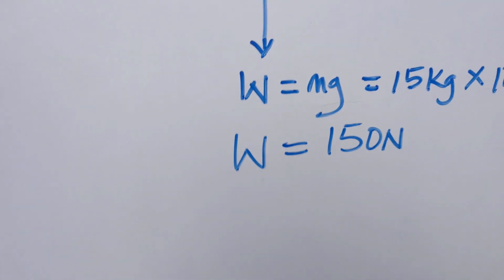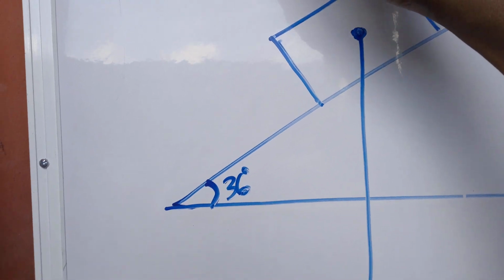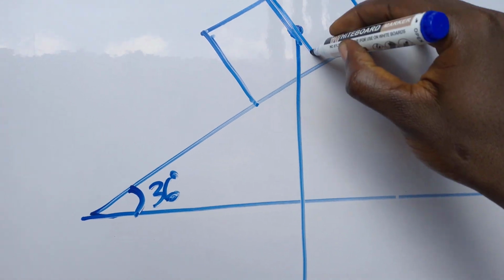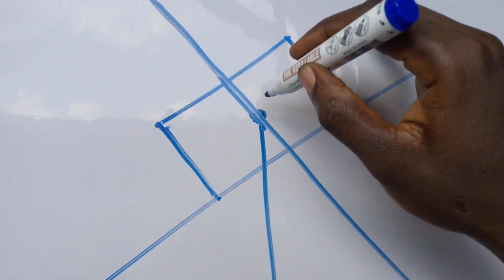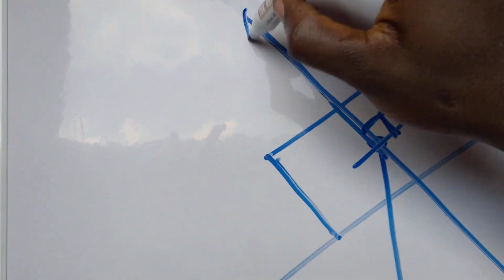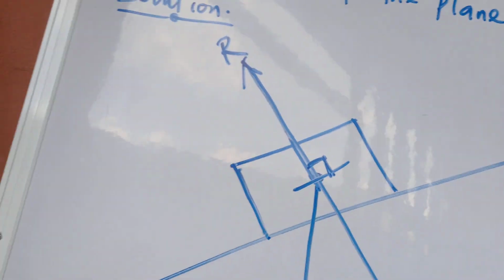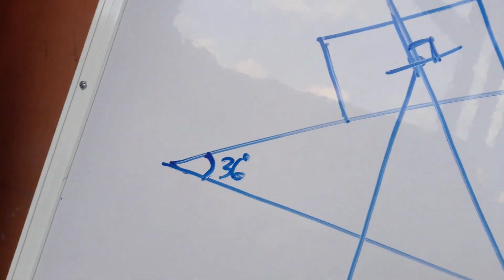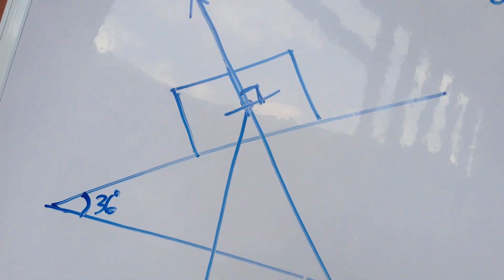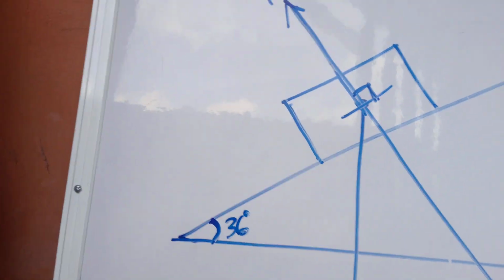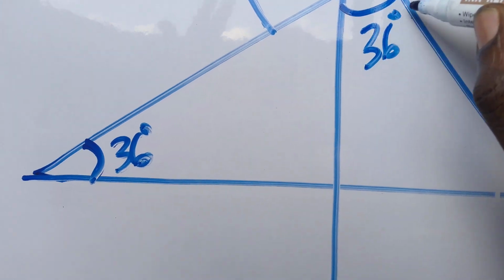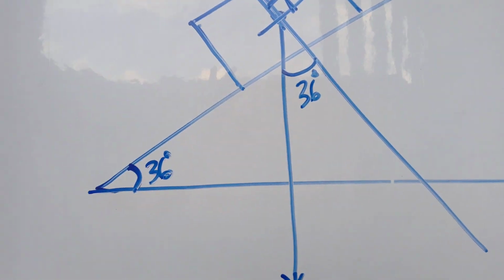The next thing you take is the normal reaction, acting at 90 degrees to this surface. You see, that's a perpendicular line. This is the surface, and at 90 degrees to this surface you take a perpendicular line. You call this your normal reaction. So if this is 36 degrees, the angle here as well is 36 degrees, because they are angles in the same segment.